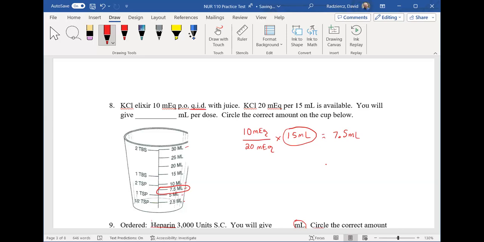I imagine if they really wanted to get fancy with this question, they can say, how much would you administer per dose, mark it on the cup, and then how much would you give per day? So you could ask two questions basically in one. Have you mark the cup for the individual dose, and then calculate 7.5 times 4 for the total.